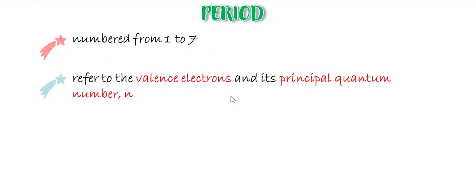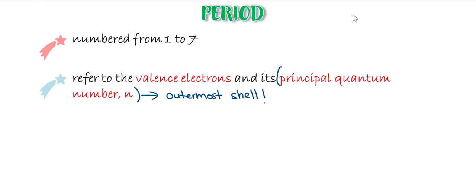Okay, so we have from period 1 until period 7. It is referred to the valence electron and its principal quantum number n, which is referred to as the outermost shell. It is the outermost shell.